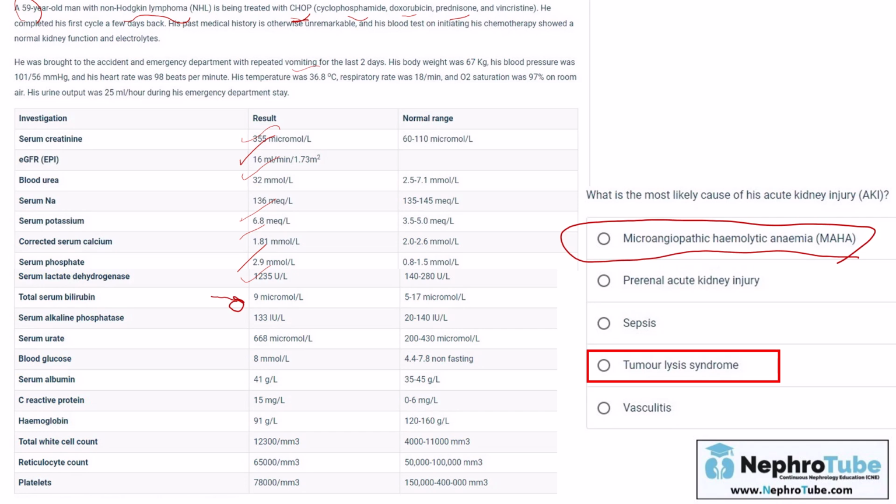By the way, we will talk about microangiopathic hemolytic anemia in another course called kidney and systemic diseases. We will talk about it in detail.